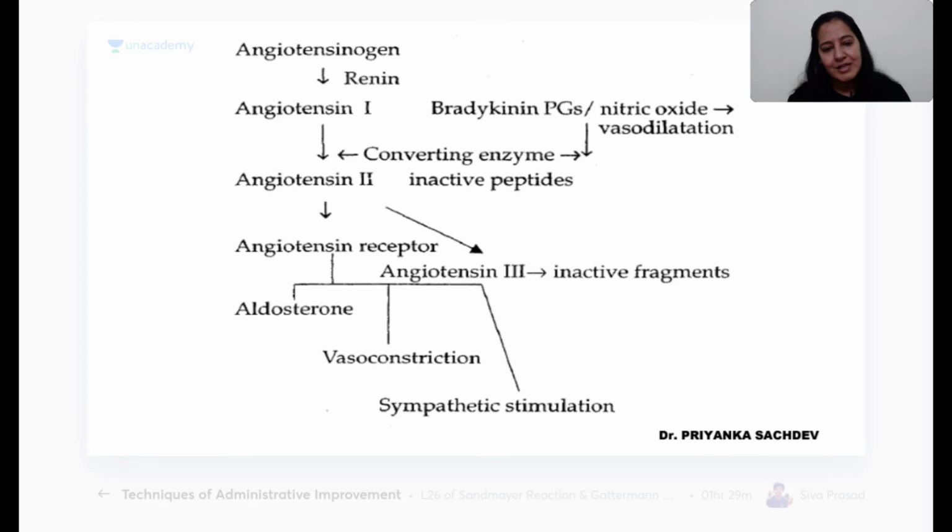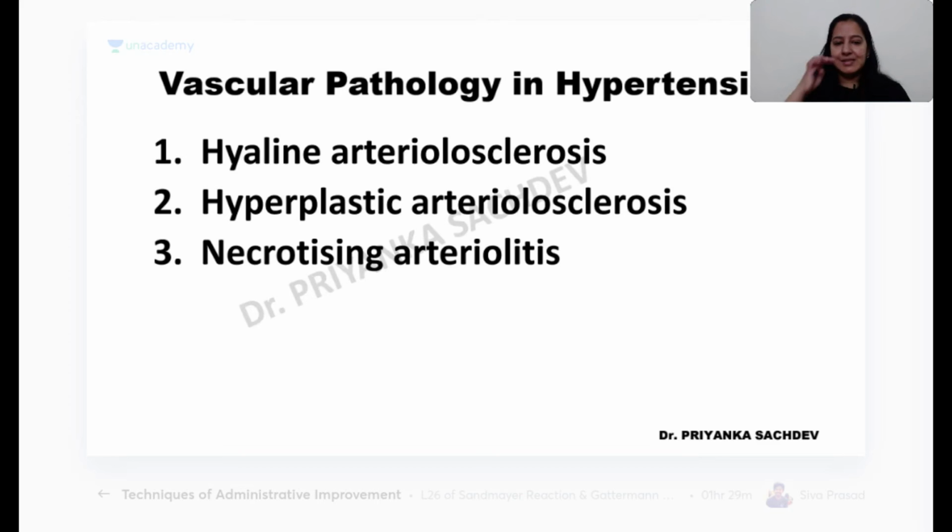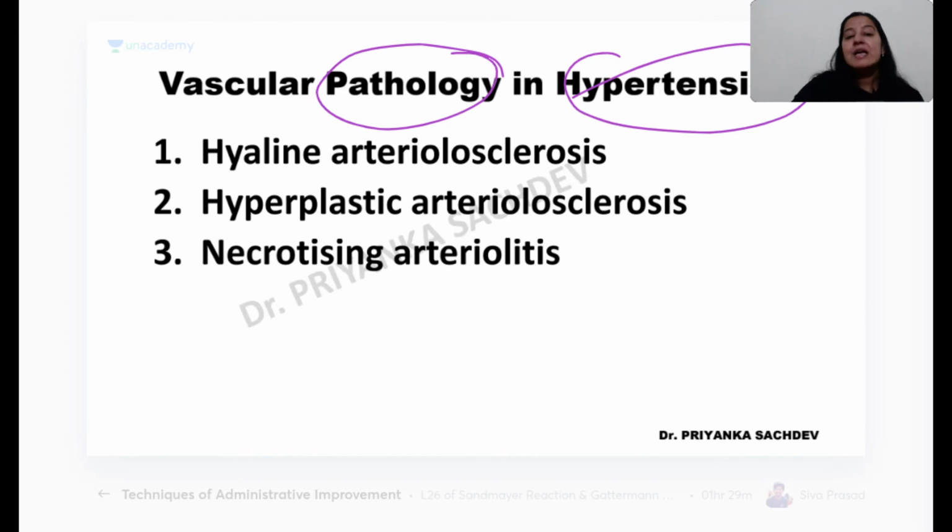Stage 1, stage 2 is benign. What is malignant hypertension? Malignant is systolic more than 200 and diastolic more than 120. Now listen. What is the pathology point of view? Why is hypertension important? If a person is having hypertension, he is having either benign or malignant.